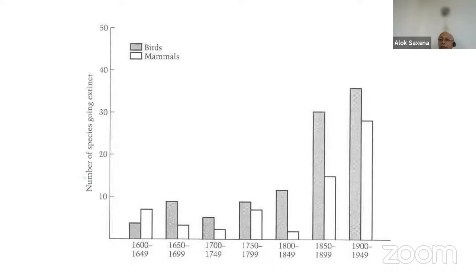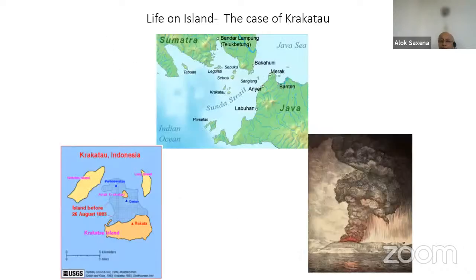This is about the birds and mammals. Now, to validate that model of MacArthur and Wilson, there is the case of Krakatau. I don't know how many of you are aware of that. This was an island. If you see this particular picture, the original island was quite big, near Indonesia, near Sumatra, and it was surrounded by two other islands.